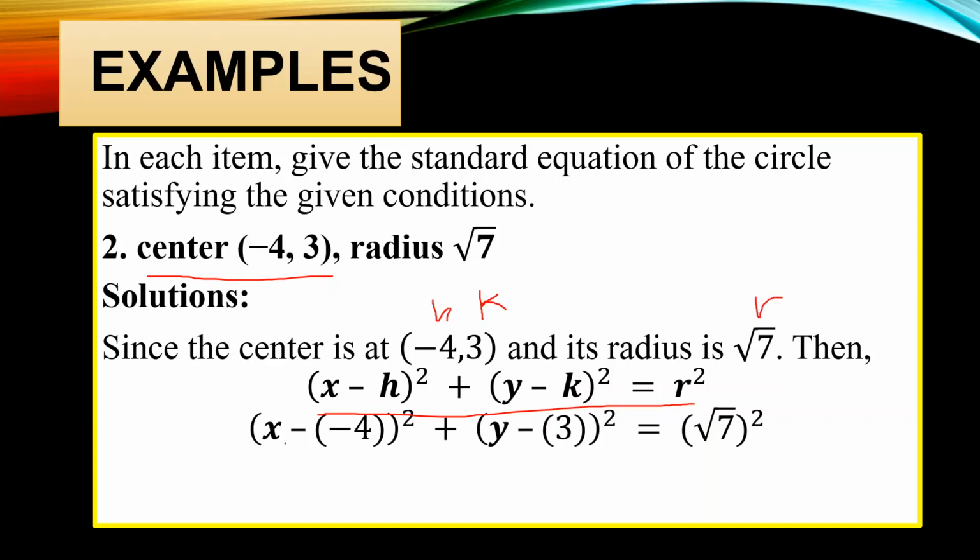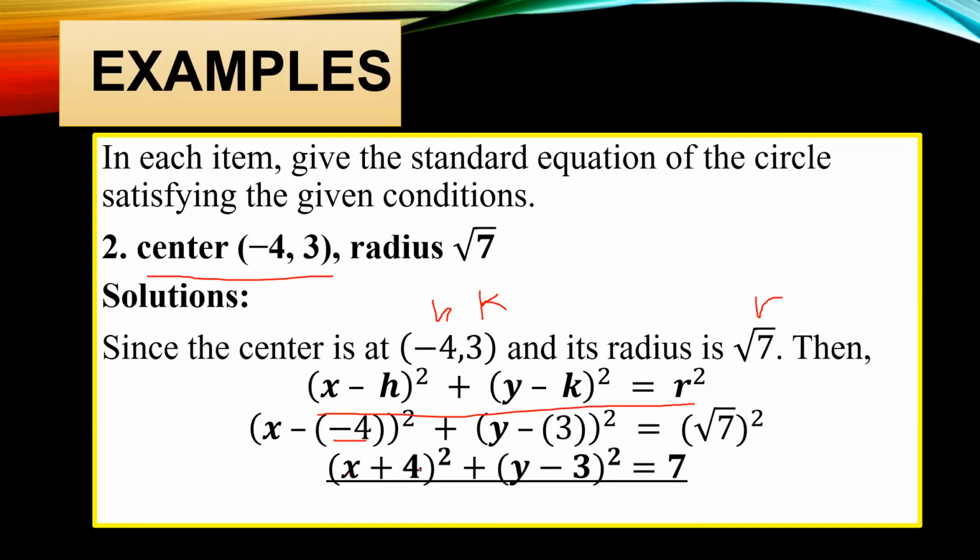So we have x minus -4, since h is -4, squared plus y minus 3, since k here is 3, squared, is equal to r squared. We have here r is square root of 7. So that is square root of 7 squared.